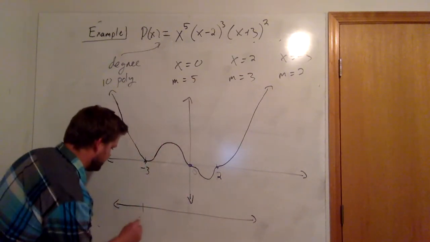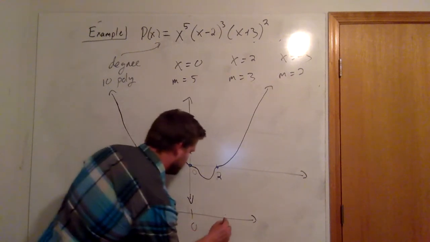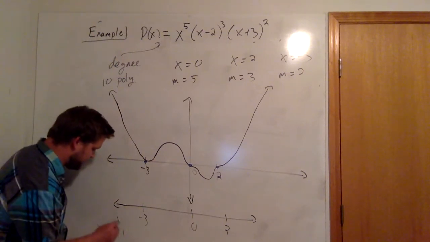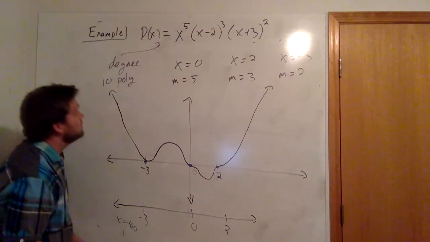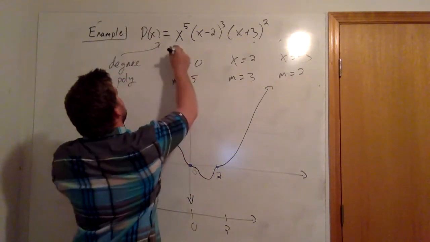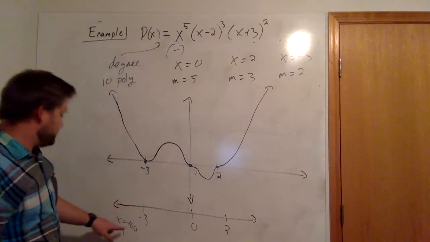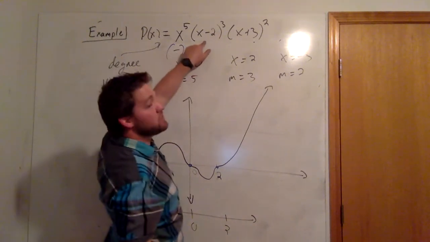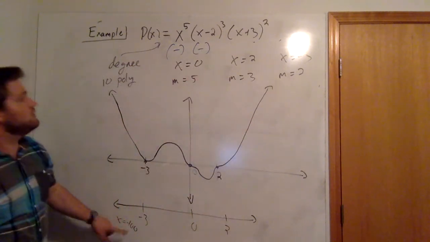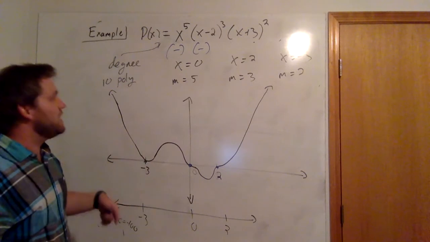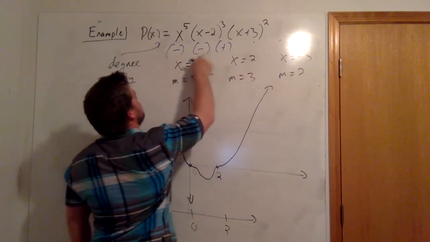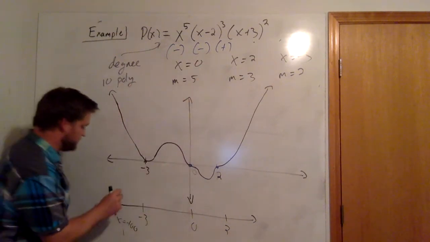So with the sign chart, negative 3, 0, and 2, well, if I plug in a number smaller than negative 3, how about x equals negative 100? Negative 100 to the 5th power is a negative. Negative 100 minus 2 is a negative number. I'm taking that negative number and cubing it, so it'll stay negative. Negative 100 plus 3 is still a negative number, and I'm going to square that. That's going to be positive. So I get a negative, which is a positive, another positive. It's going to stay positive in here.